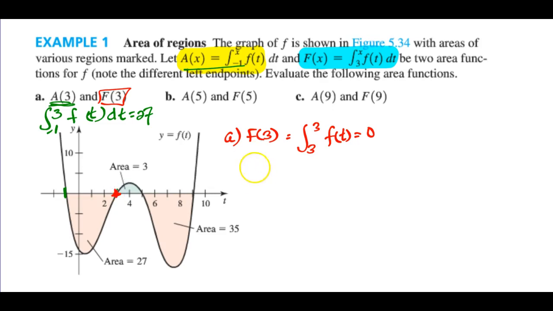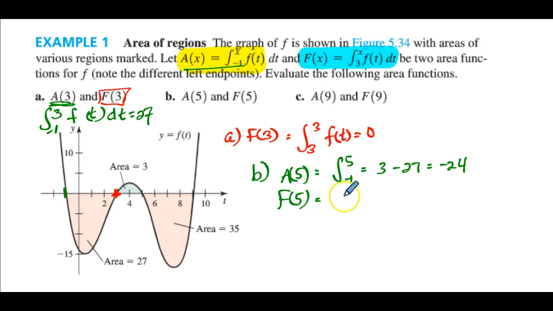Then in part B, I've got to find a sub 5 and f at 5. So the a sub 5 goes back to the yellow. I'm going to integrate from -1 to 5 of the function, and that would give me 3 minus 27, or -24. And the blue function, I'm integrating from 3 to 5, and moving from 3 to 5 gives me the area of 3. And lastly, in part C, I need to find a sub 9 and f at 9.